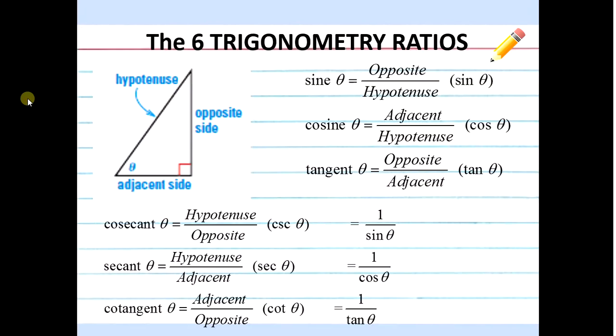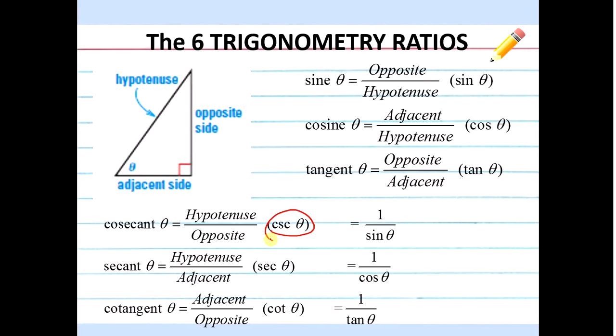These are known as cosecant, secant, and cotangent. Now, what's kind of cool about them is they are the opposites of sine, cosine, and tangent. So cosecant is the opposite of sine theta, and cosecant, you're going to see that written as CSC. Secant is cosine's opposite, and cotangent is tangent's opposite.